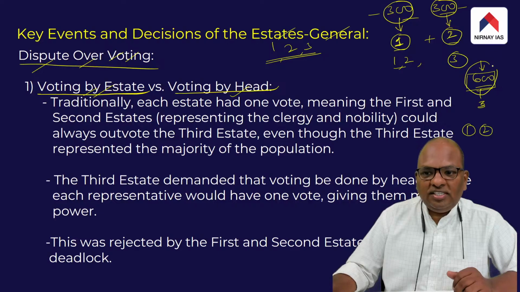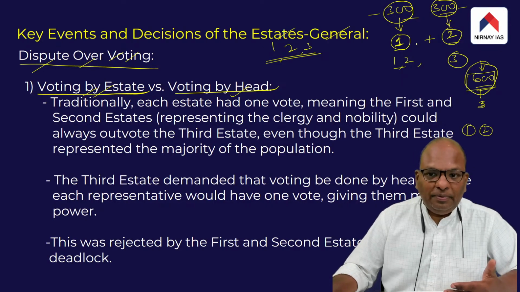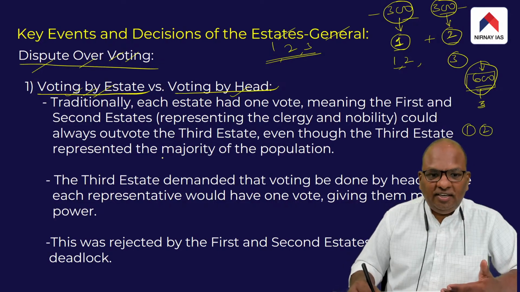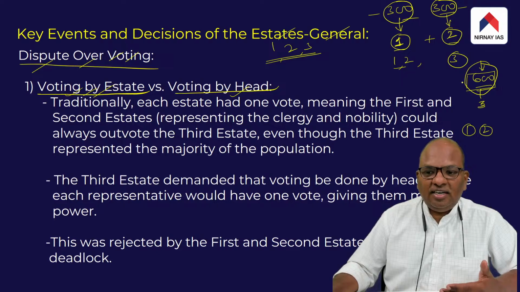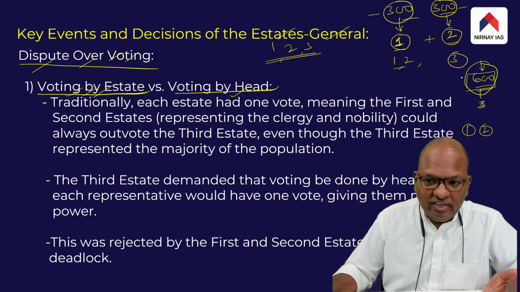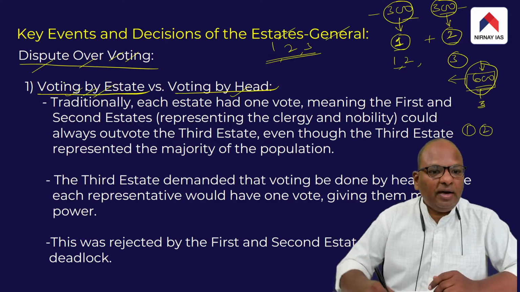Even if all the 600 people were in favor of imposing and collecting additional taxes from the privileged classes, since the voting is carried out by estate, even if the third estate were in favor of collecting additional taxes from the privileged class, no such taxes can be collected. That is what I mean by voting by estate.